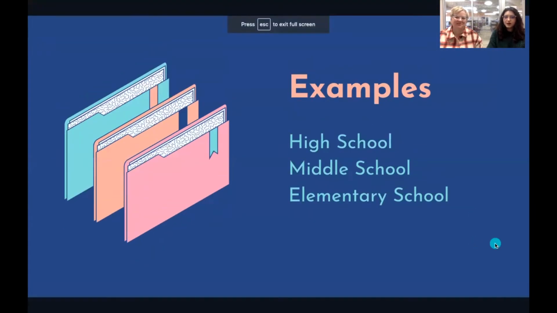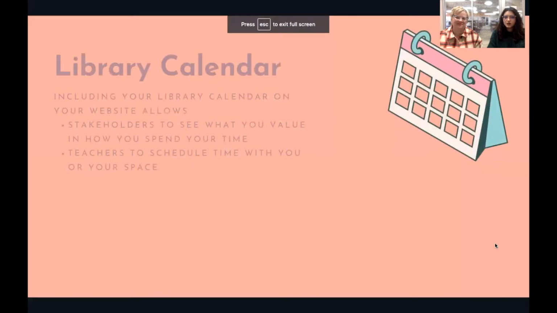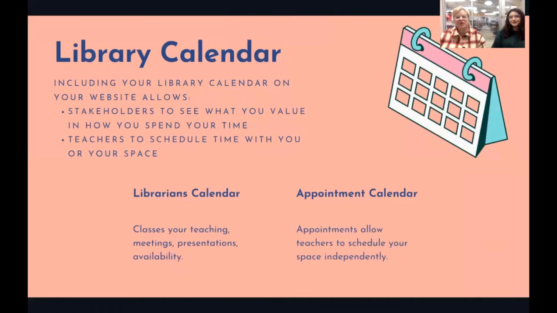Okay, and our next section is going to be the library calendar. So including your library calendar on your website is really helpful. It allows your stakeholders to see what you value and how you spend your time. And it can also allow teachers to schedule time with you or time in your space or both together. So this can look a couple of different ways, and we'll show you those examples.